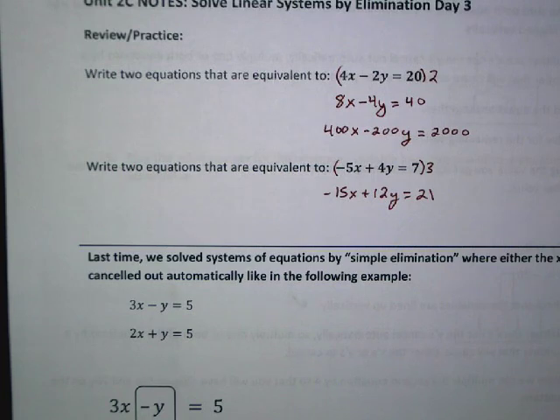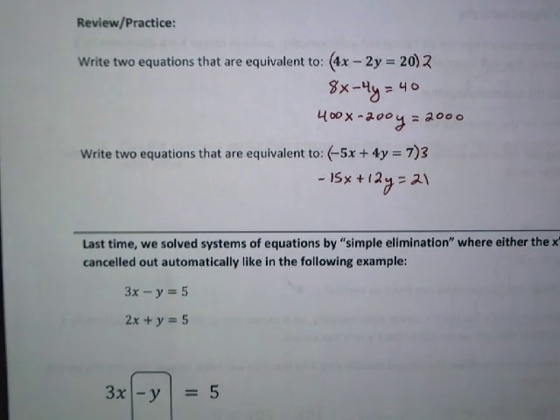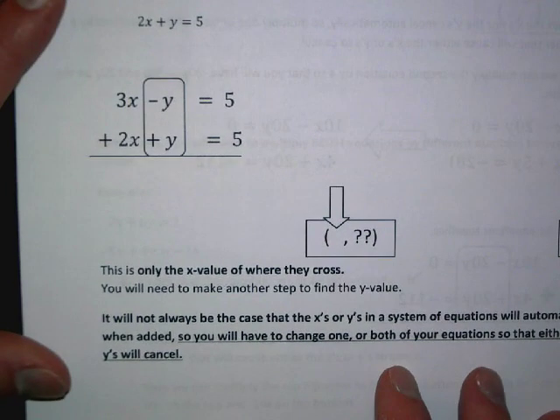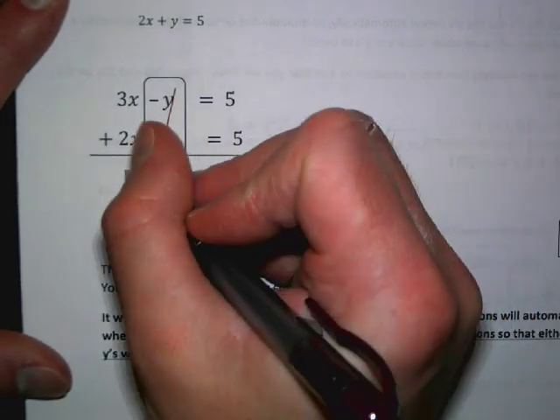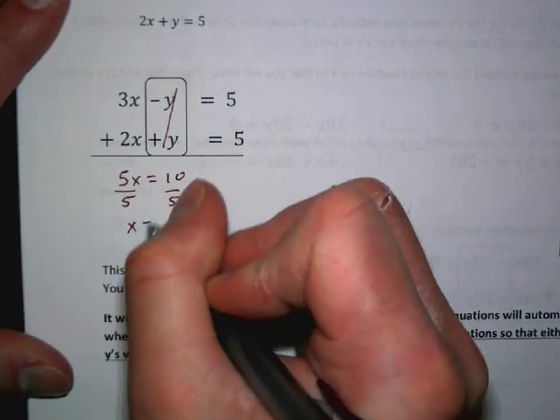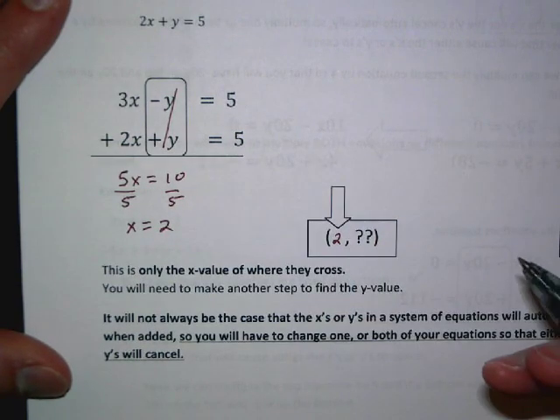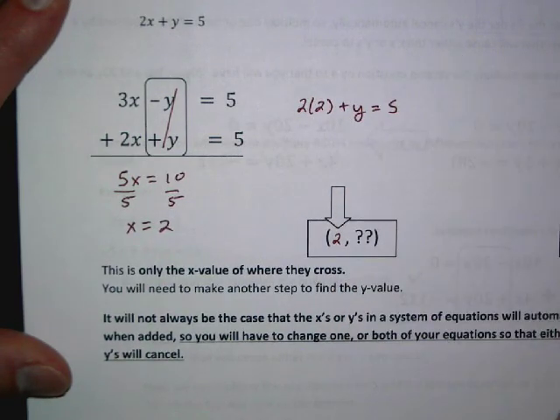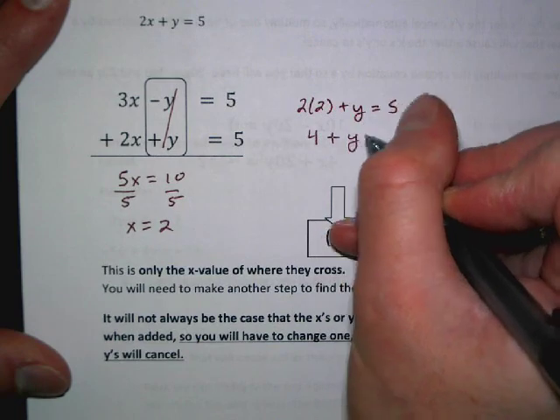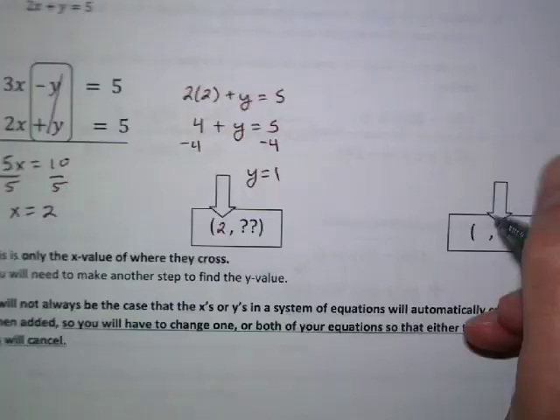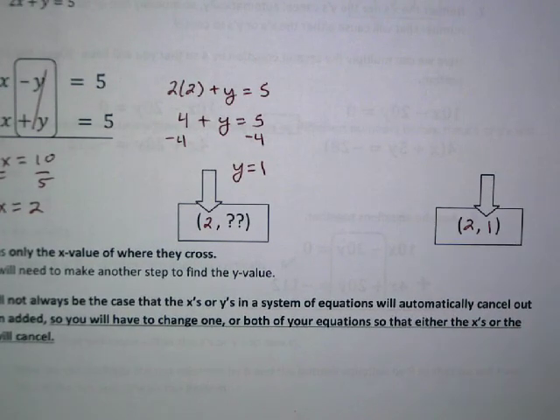Okay, so we're going to use that skill in order to solve problems that are not set up for simple elimination. Just as a little refresher, simple elimination is when everything's lined up and we've got a pair that already cancels, like this example down at the bottom. The y's would cancel. We'd have 5x equals 10, divide by 5, and we get x equals 2. And then we plug it back in. I use that second equation, 2 times 2 plus y equals 5. And we could solve for y. So that would give us 4 plus y, and then we'd subtract 4 and get y equals 1. So we'd have a solution of 2, 1.